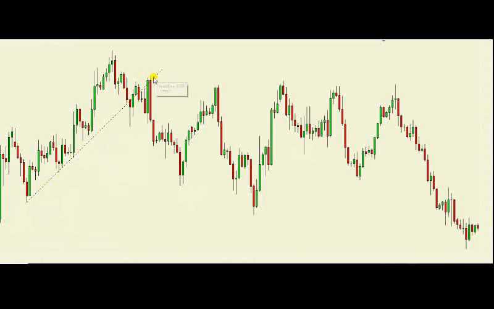Okay, it broke the bottom here, but it didn't do it convincingly. So you might not have taken the trade, maybe not, but it broke it, and then it confirmed that it broke it, and then it came back down. And when it came down, now we're below the trend line, so we're assuming that we're in a downtrend. So we would connect these areas just like that, right? And then extend it into the future.